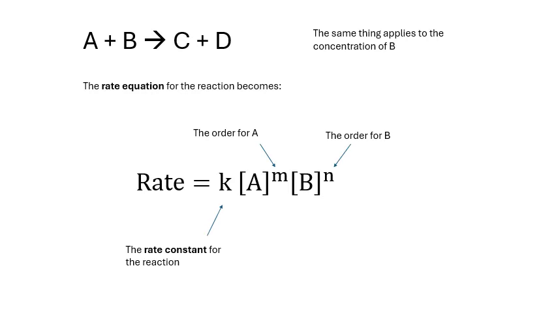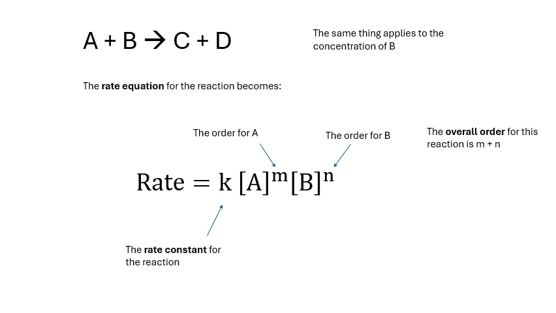So K is the rate constant for the reaction. M is the order for A, N is the order for B. I've seen different letters used for that. I've seen X and Y. I've seen little a and little b. In the revision guide that we use, it's M and N, so that's what we're going to use. So the rate equals a constant times the concentration of A to some power, times the concentration of B to some power.